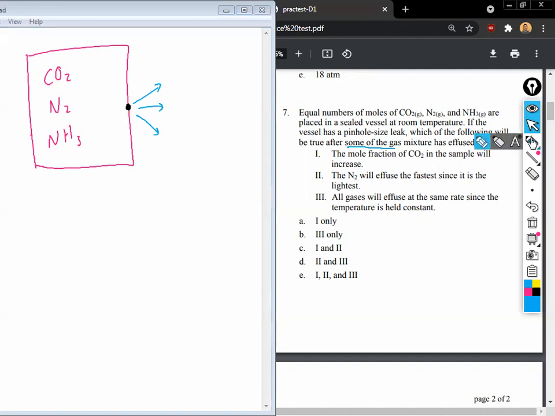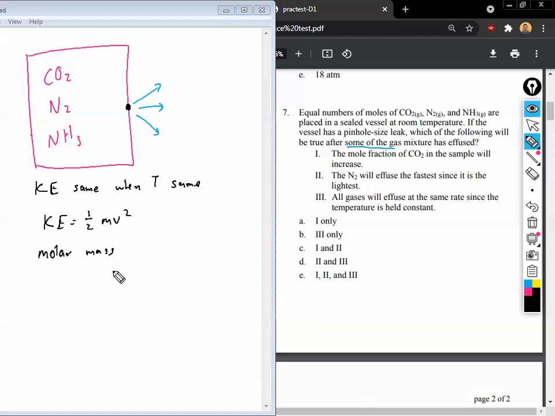So in effusion, the big thing to remember, just the way gases move in general, is that kinetic energy has to be the same when temperature is the same. You guys remember that? If it's at the same temperature, it doesn't mean all the gases are moving at the same speed, because gases have different sizes. Some gases are smaller than others, some gases are bigger. We know the size of a gas based on the molar mass.